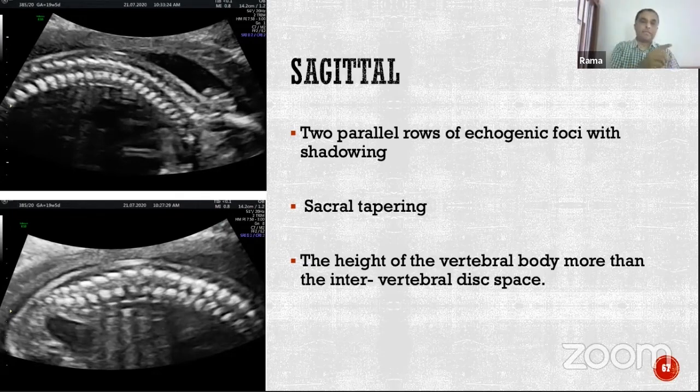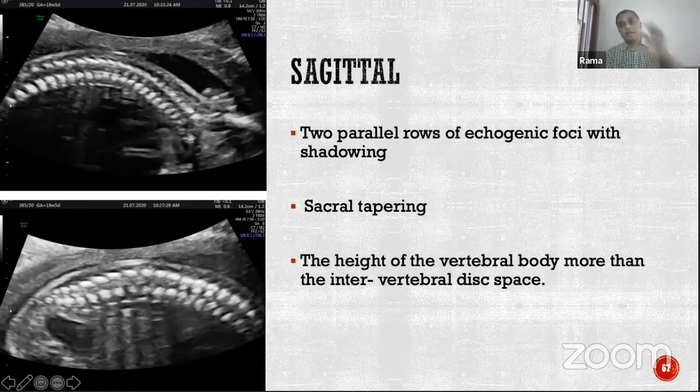Again, in the sagittal view, I would not only be interested in looking at the general two railroad kind of appearance of the centers, but I'll put my special effort into the sacral end, because the sacrum should be complete, number 1.